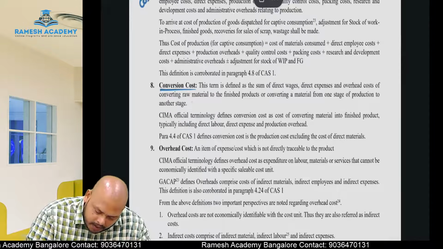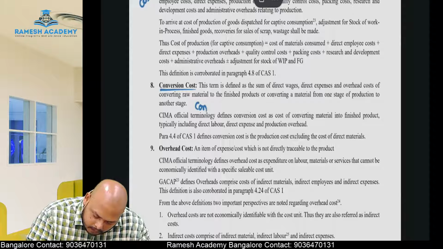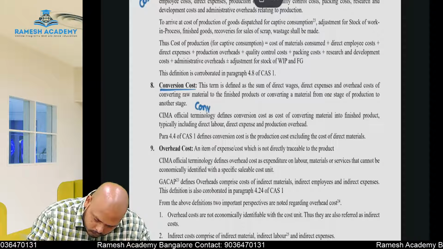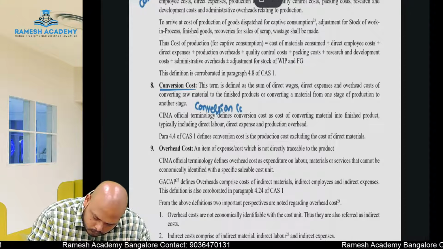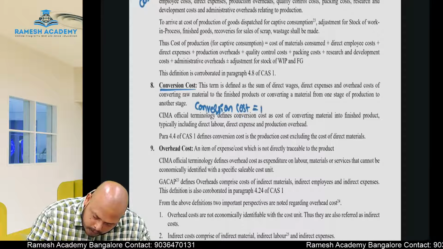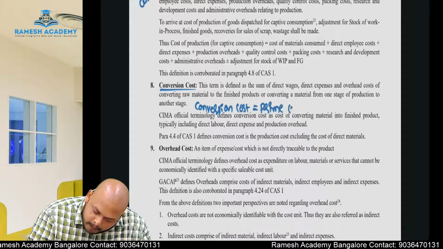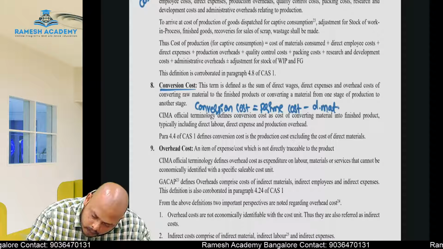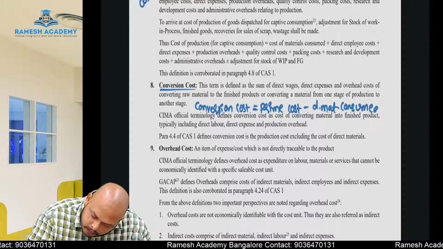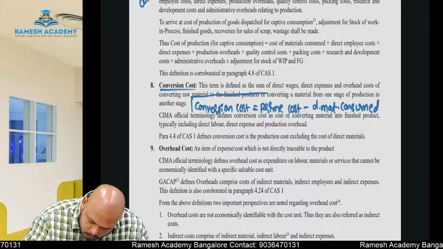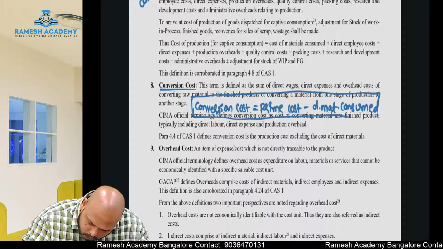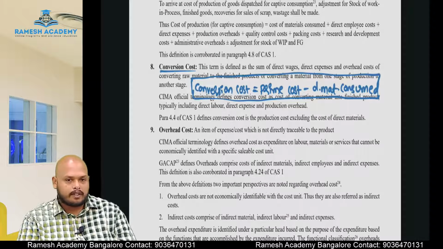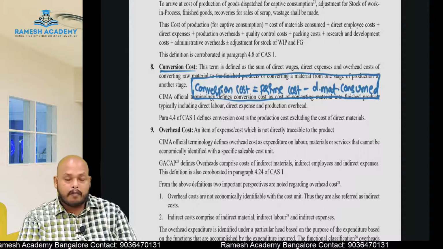Technically, conversion cost is very good, they will be asking in the exam also, an MCQ question, very very important. From the prime cost, if you minus direct materials consumed, then we will call it which cost? A conversion cost. Remember this. Also we will discuss, what do you mean by prime cost, sir?